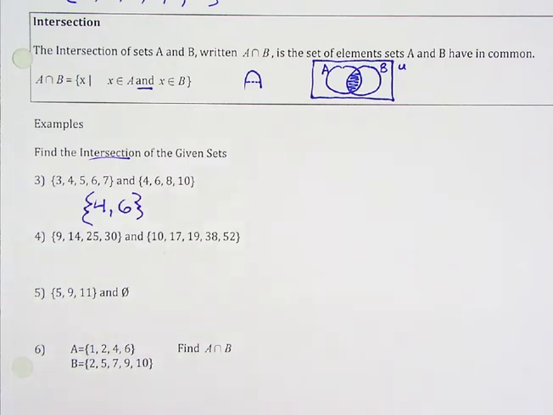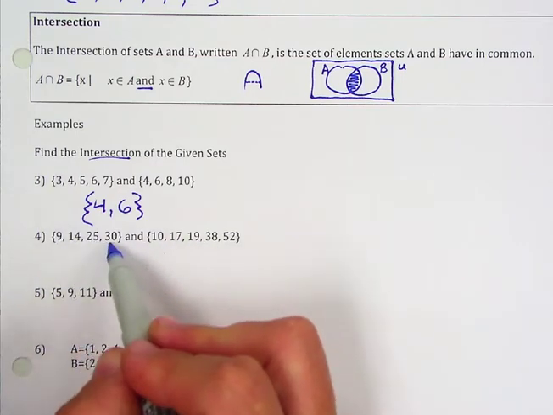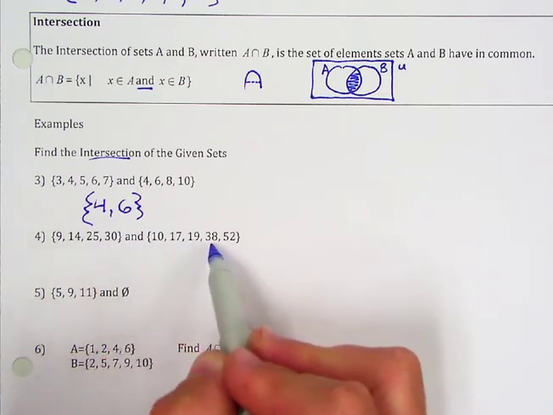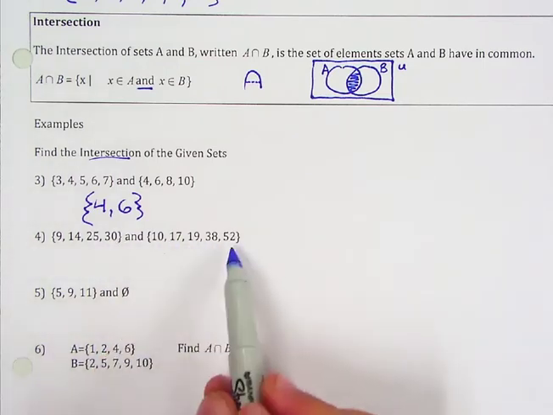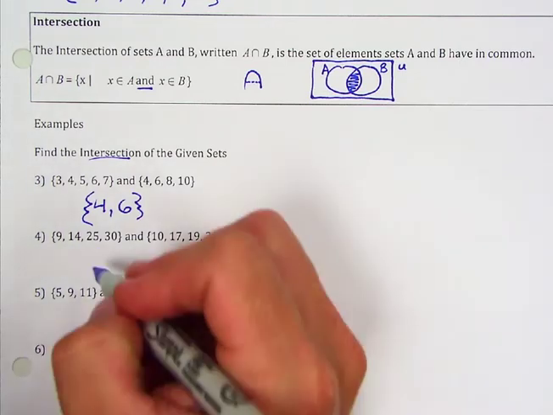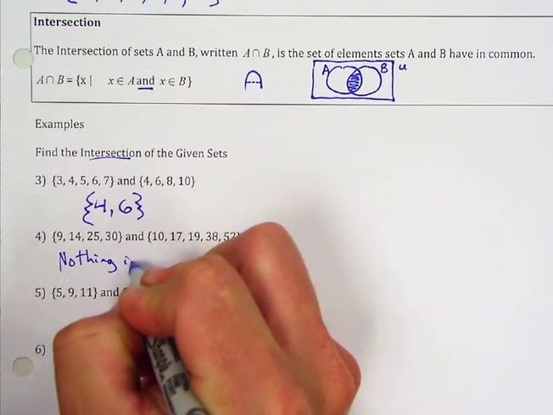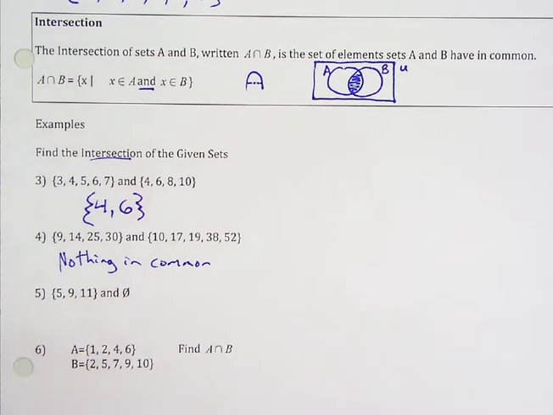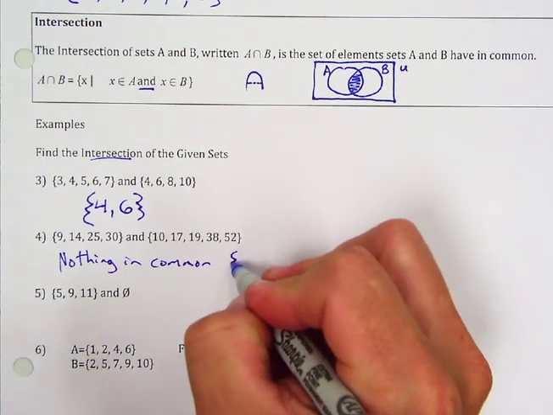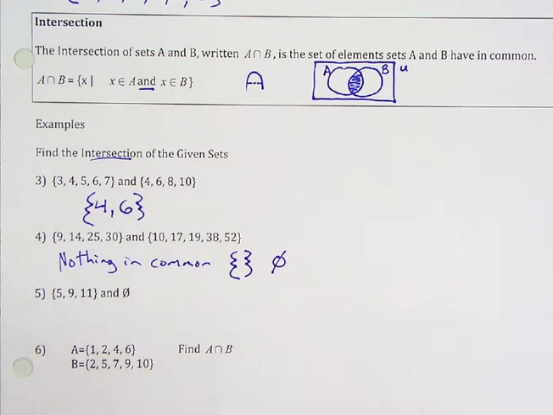Okay, so problem 4 here. We want to see what do these two sets have in common. So 9, 14, 25, and 30, 10, 17, 19, 38, and 52. Were there any repeats? Is there anything in common? So in this case, there is nothing in common. And when that happens, all we have to do is write the empty set or the null set. Okay, can use either one of these notations there.